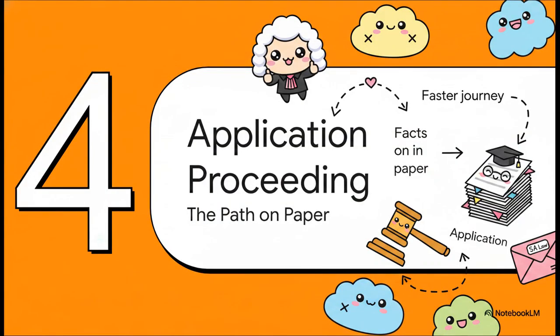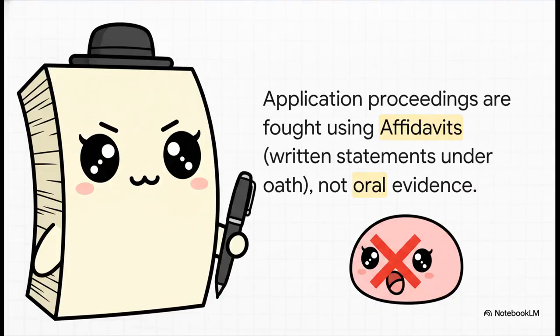All right, let's switch gears and jump over to that other path we talked about. This is the expressway, the faster, shorter journey you take when there's no real fight about the facts. This is the application proceeding. So what's the biggest difference on this path? You can forget all the courtroom drama. There are no witnesses in a witness box. The whole fight happens on paper. All the evidence from both sides is presented in these super detailed, sworn written statements called affidavits. The claim, the defense, the reply, it's all a formal exchange of documents.